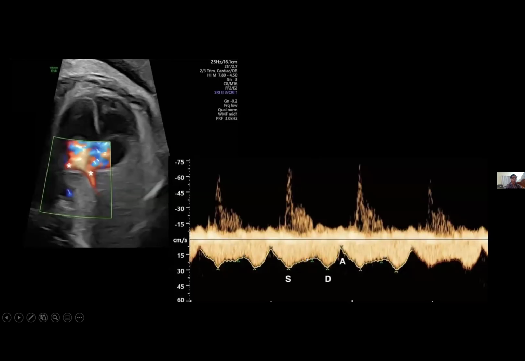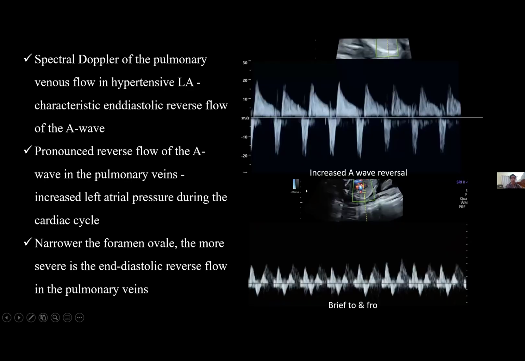This image shows the normal pulmonary veins with its typical pulsatile flow. The S wave is seen during the ventricular systole and D wave during early ventricular diastole, and the A wave, that is a nadir, at the end of diastole. The pulmonary venous Doppler is an important marker for hypoplastic left heart syndrome. The end diastolic reversal of the A wave reflects the increasing left atrial pressure secondary to restrictive foramen ovale. The degree of reversal parallels the severity of restriction, ranging from mild reversal to marked A wave reversal, with the most severe form showing a brief to-and-fro pattern in the pulmonary veins, as demonstrated in our case.